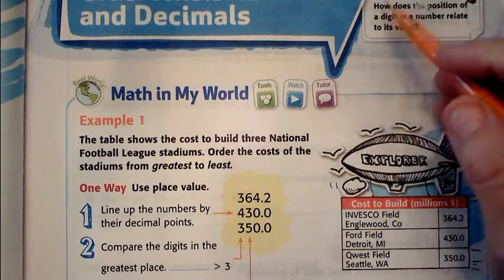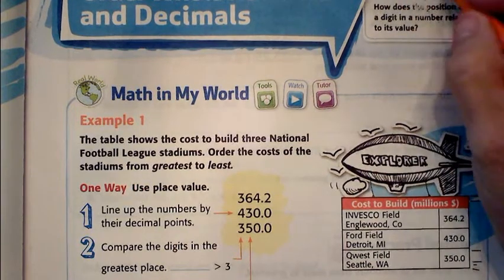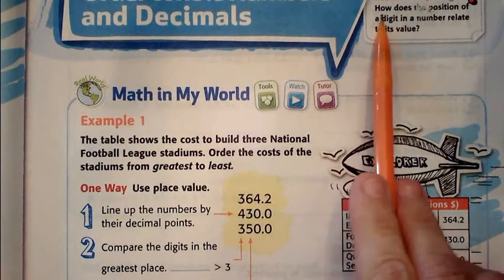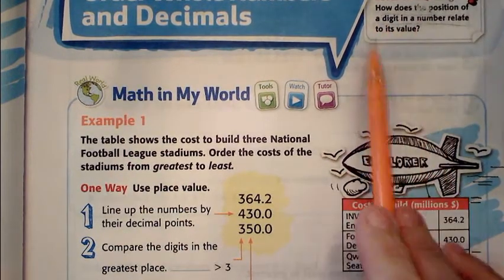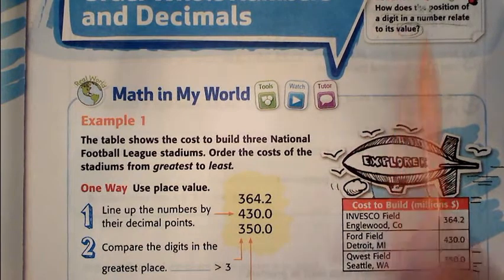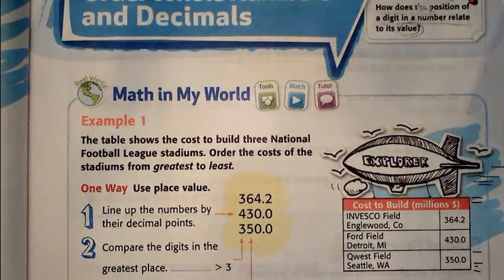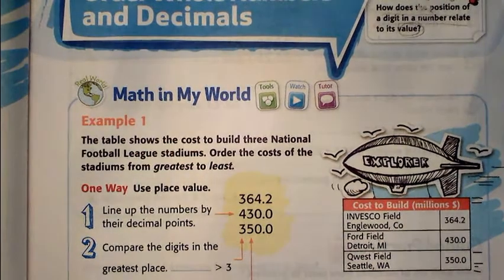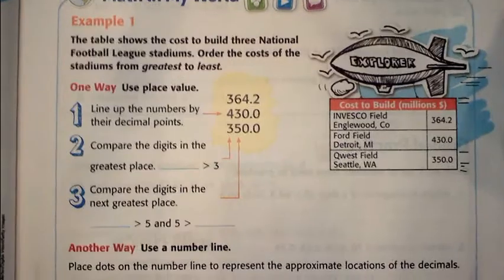We're working on our MyMath Lesson 8, so it's Chapter 1, Lesson 8, and the essential question for today is still the same. How does the position of a digit in a number relate to its value? And today we're going to order whole numbers and decimals. So let's look at number 1.